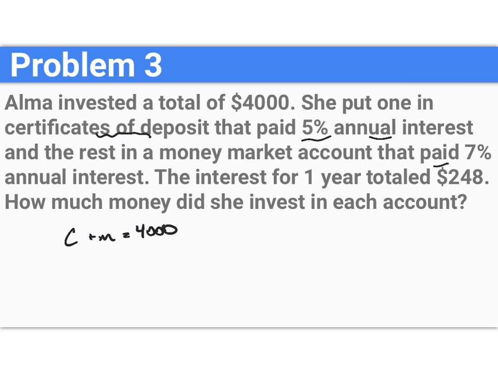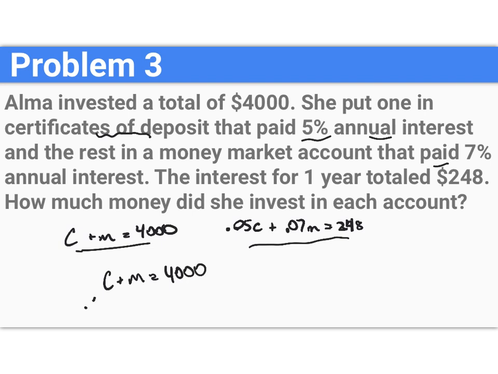Okay, so what we had to do here was separate the money from the interest. So then how much interest do you get? 5%, which is 0.05 on the certificate, and she gets 7% on the money market, which equals $248. The 248 is the interest, so that had to match the interest equation. And then the straight money works out. So you get C plus M equals 4,000, and then 0.05C plus 0.07M equals 248. What we're going to do is multiply this one by negative 0.05 so that we can add the equations.